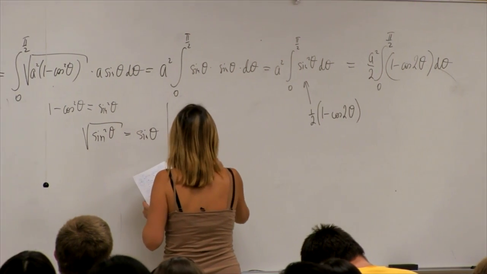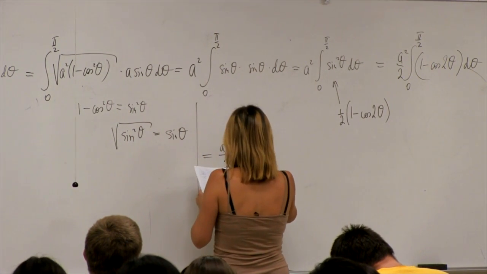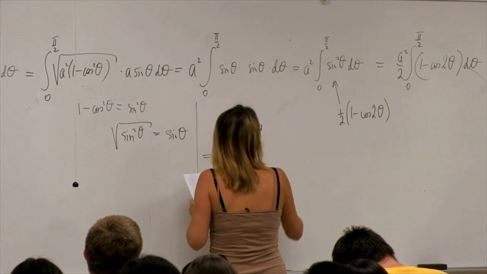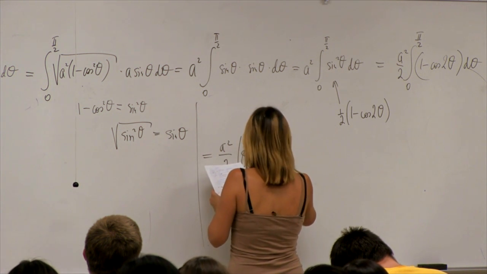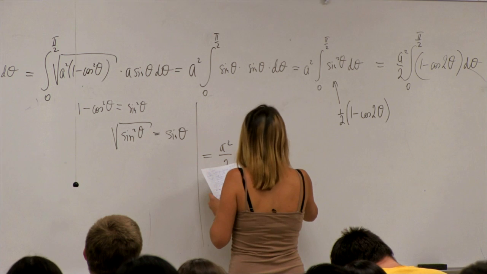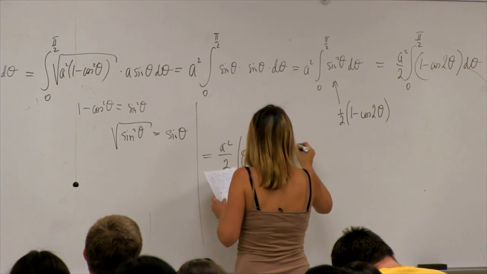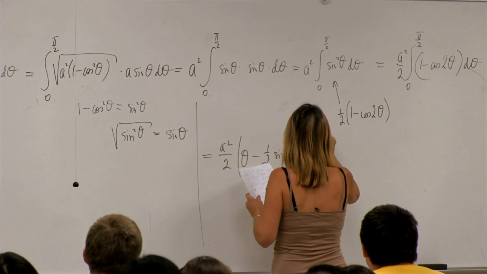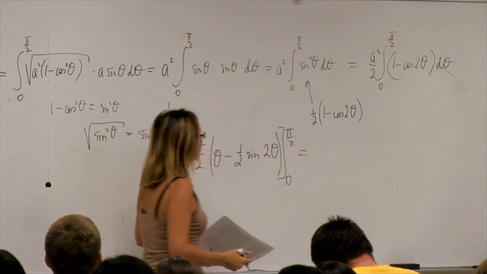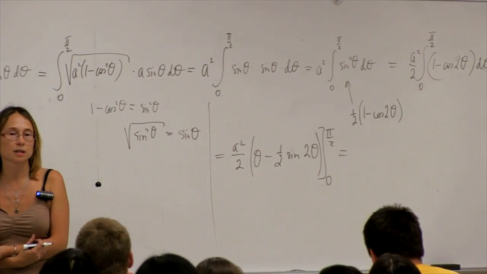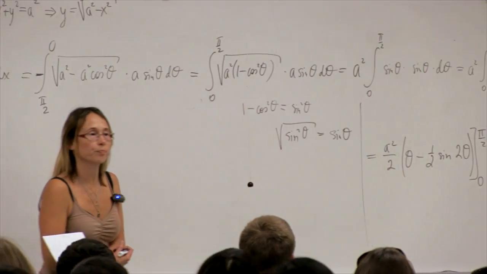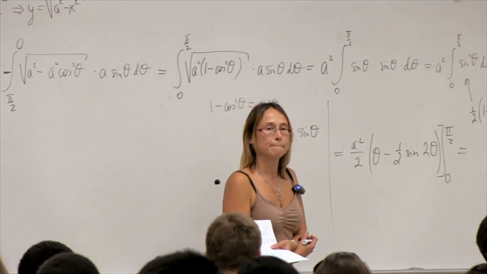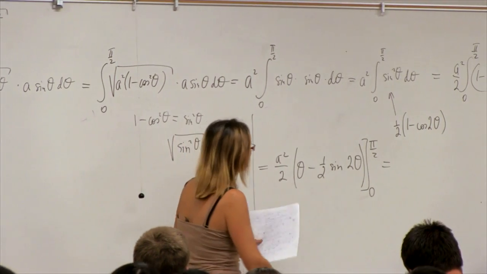So continue here. I have theta minus 1/2 sine 2 theta, evaluated from 0 to pi over 2, right? This is my antiderivative. Questions so far? We're almost done. It's easy from now.